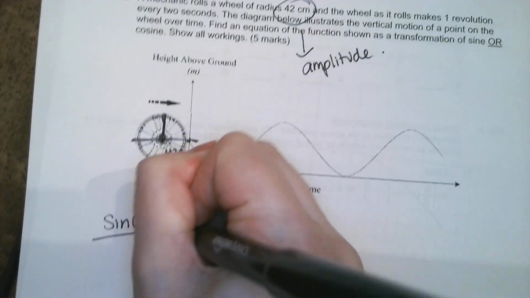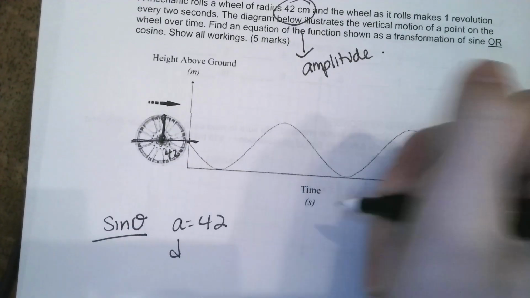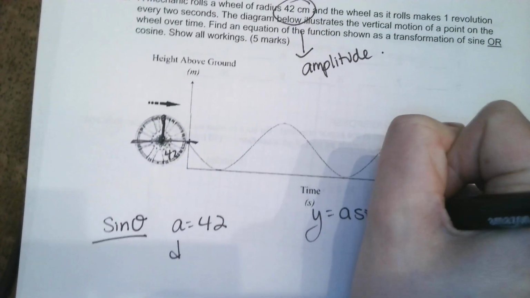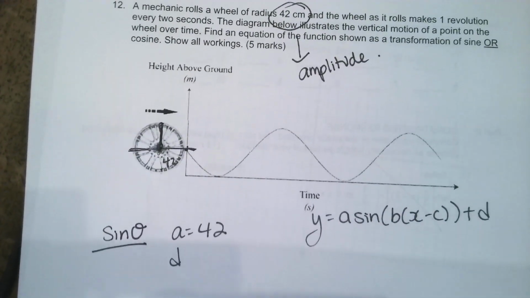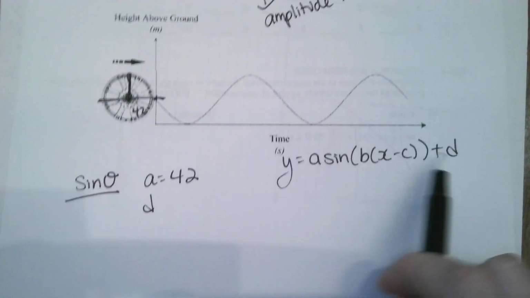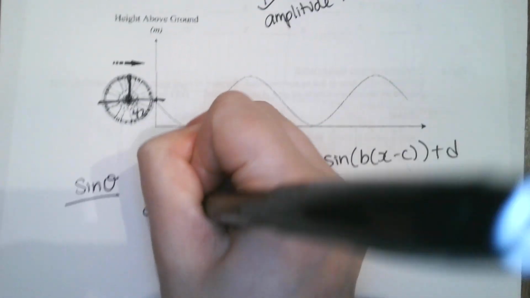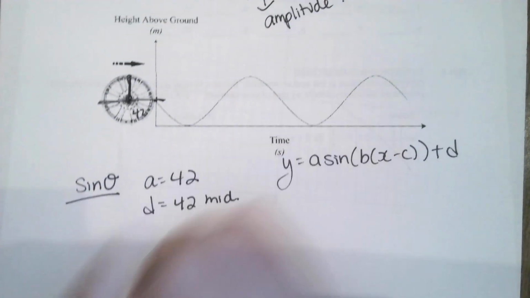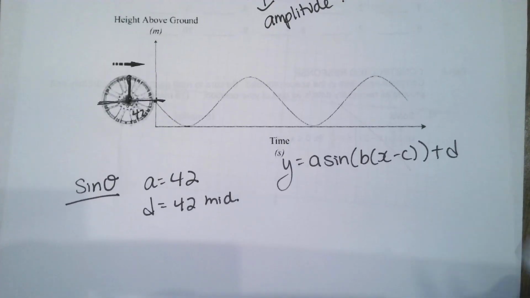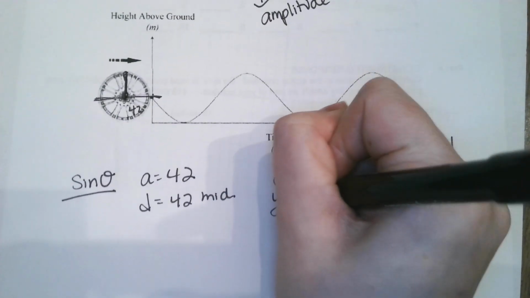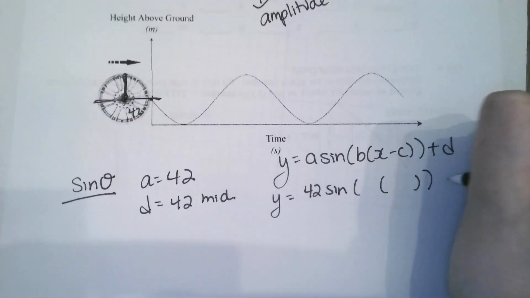So I know my A value is 42. I also know my last value, I think we did D's in this course. Did we do A sine B(x minus C) plus D? Or we did K's and H's? Totally up to you what would make your life easier. I'm going to do C and D. I think that's what we did. I also know my D value is 42 because that's my midline. Two things I know right off the bat, and that fits for both of my equations. So I know y is equal to 42 sine plus 42.